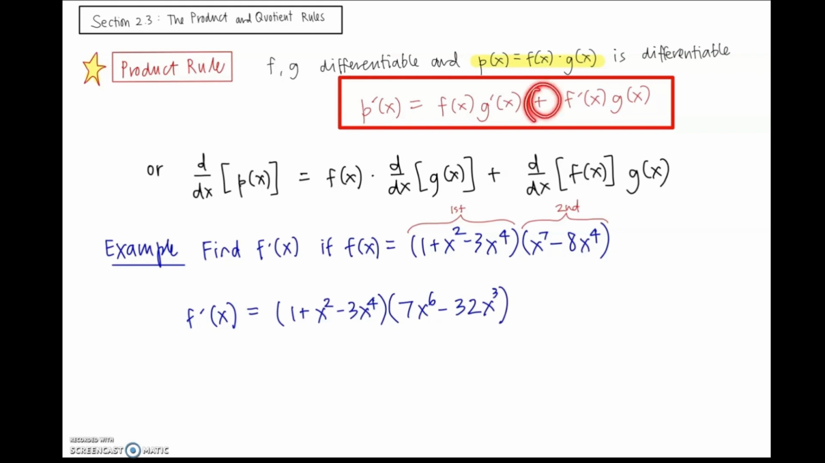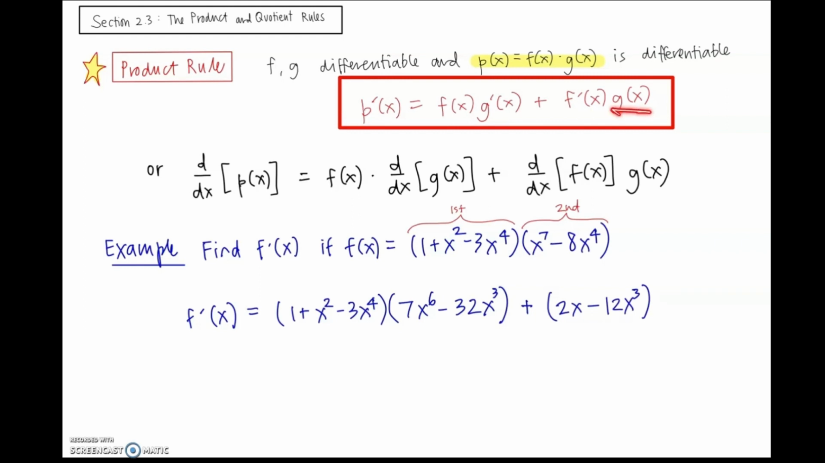Then to that, that's only the first half, I add the derivative of the first. So the derivative of this will be, let's see, the derivative of 1 is 0, the derivative of x squared is 2x, and then the derivative of negative 3x to the fourth will be minus 12x to the third.